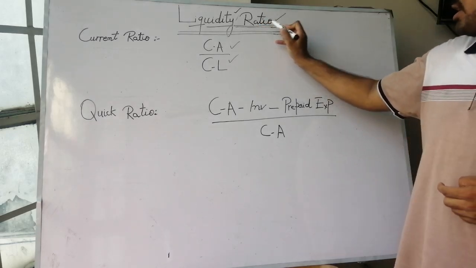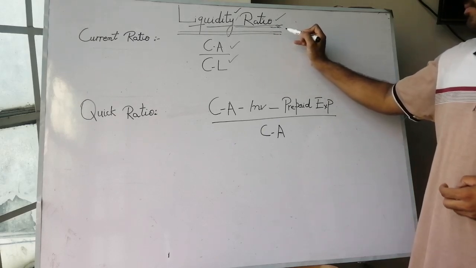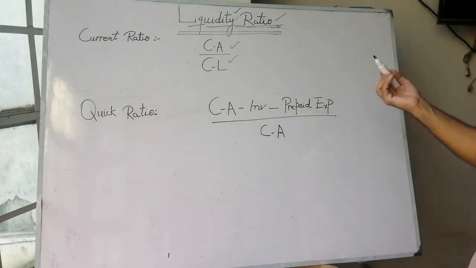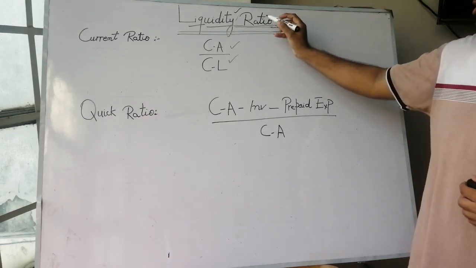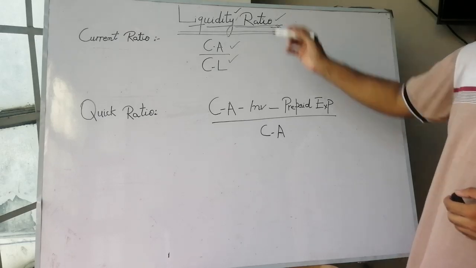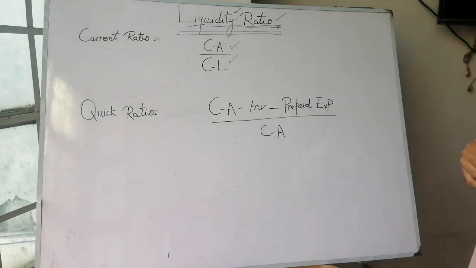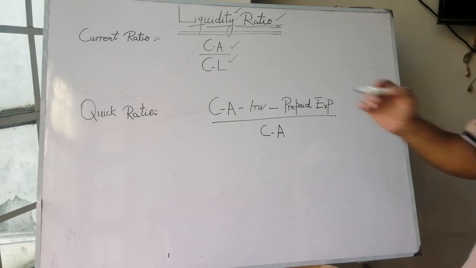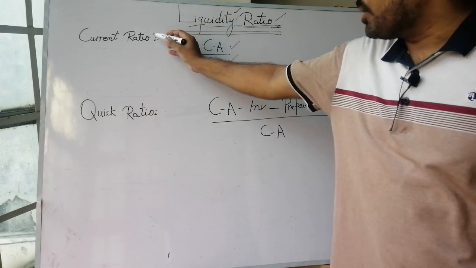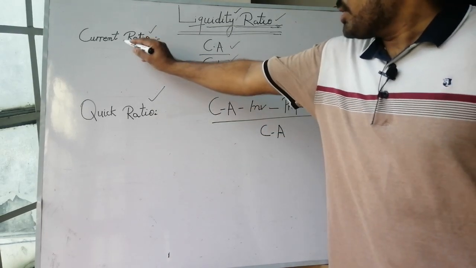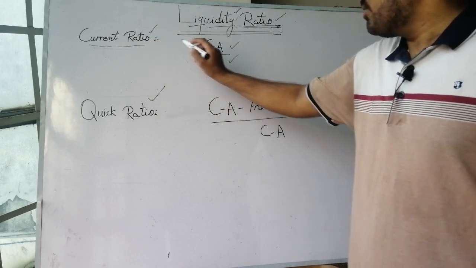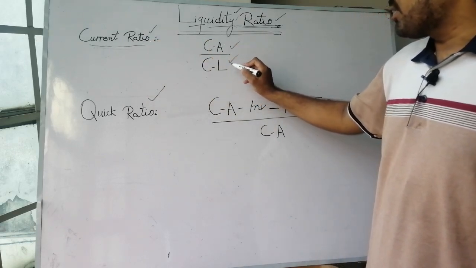Basically, liquidity ratios are used to check the ability to pay back your loans. When you acquire a loan from a bank, the banks are interested in calculating these ratios because they want to judge whether this company, this firm or this person is in a position to pay back its loan or not. In liquidity ratios there are two ratios: current ratio and quick ratio. First of all, we will discuss the current ratio. The formula is current assets over current liabilities.